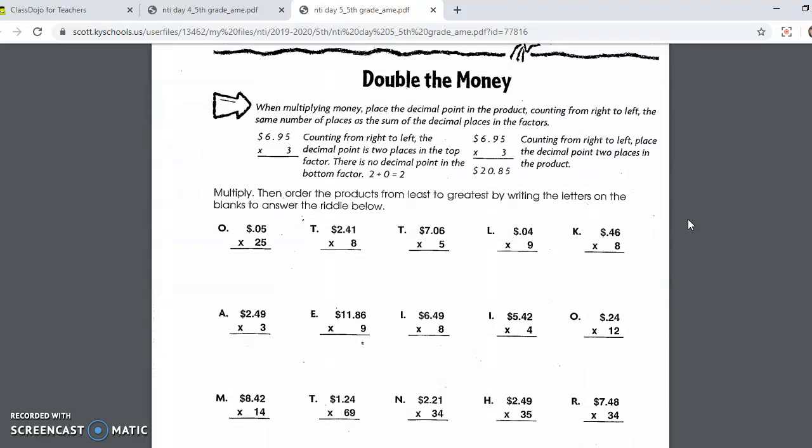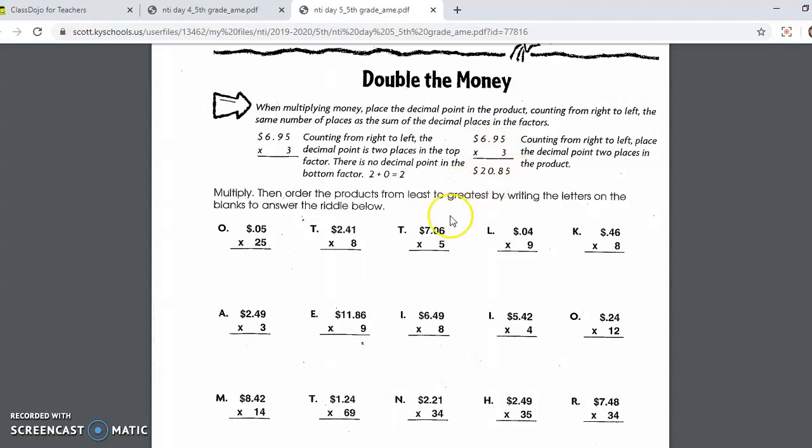Okay, so today you are completing a sheet called Double My Money. It says, when multiplying money, place a decimal point in the product, counting from right to left the same number of places as the sum of the decimal places in the factors. So counting from right to left, the decimal point is 2 places in the top factor. There's no decimal point in the bottom factor. 2 plus 0 is 2. So counting from right to left, you place a decimal point 2 places in the product. Okay, so 695 times 3, 2085.